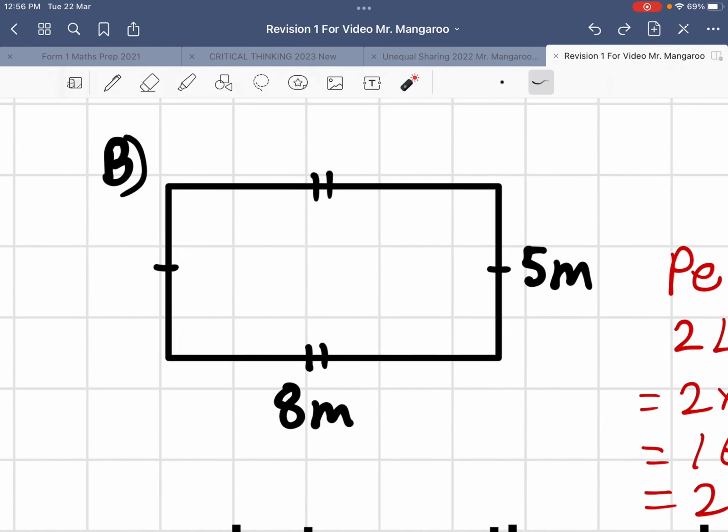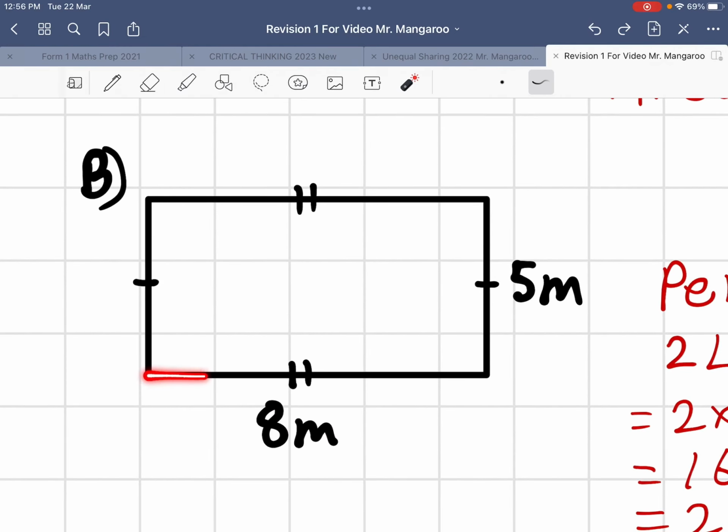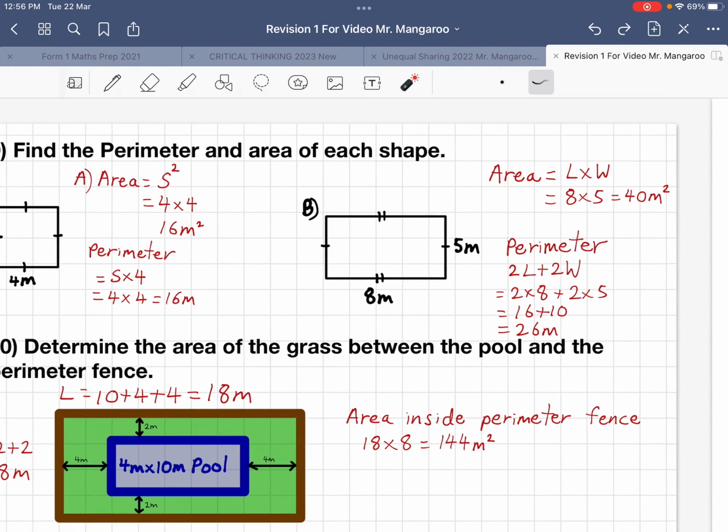For the rectangle, we know that we need to add all the sides, so 8 plus 5 plus 8 plus 5 for the perimeter. That will give us 26. Or we can say 8 plus 5, length plus width, and then times 2. 13 times 2 is 26. And the area is length times width. 8 5s are 40 meters squared.